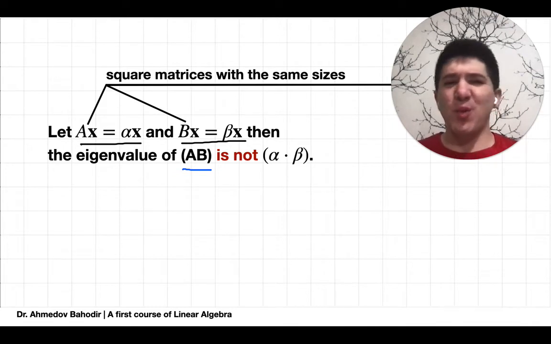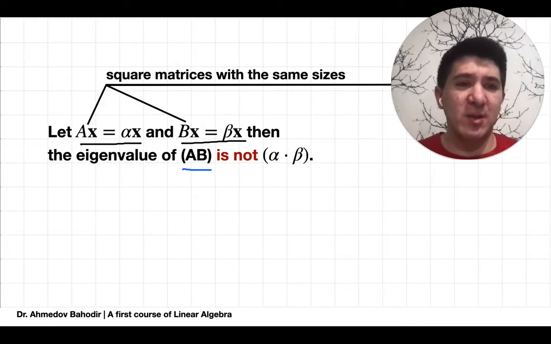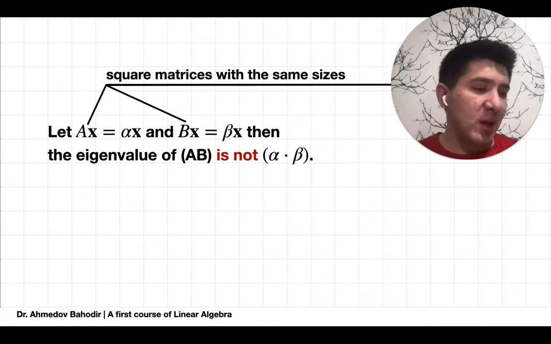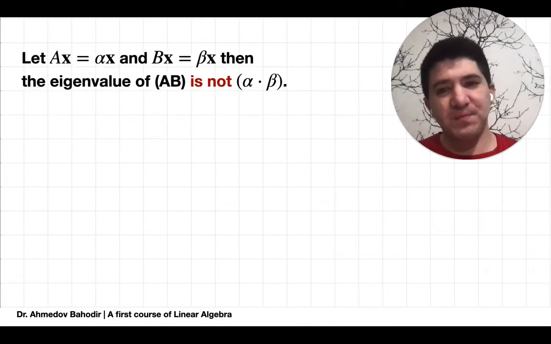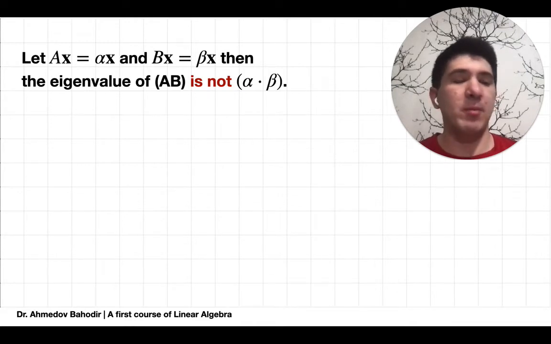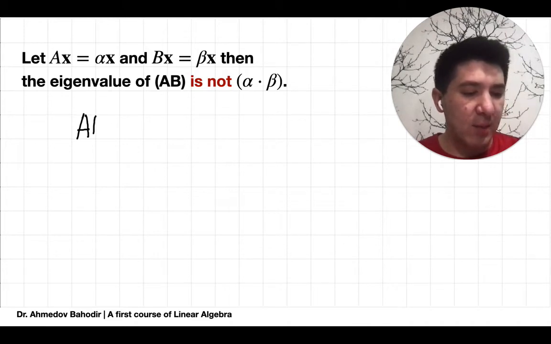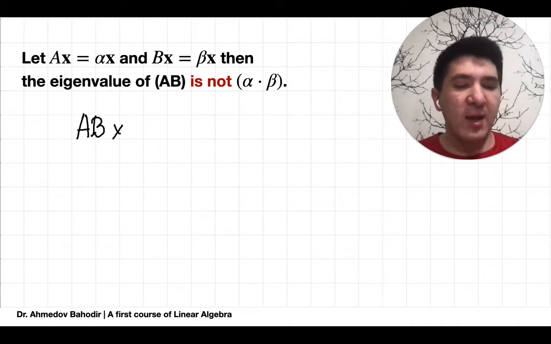The question is why I'm asking this. Maybe it's obvious that it is not equal to alpha times beta. The problem is that the following lines of equations or discussions may lead you to confusion. So let's try to find the eigenvalues of A times B, knowing the eigenvalues of A and B separately. I'm given AB, and I'm going to multiply this by the eigenvector of B.